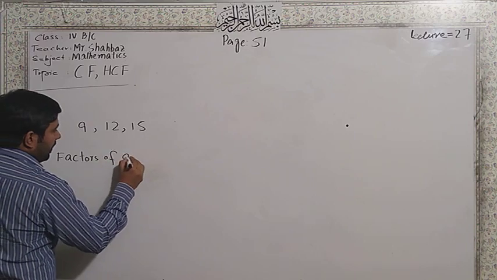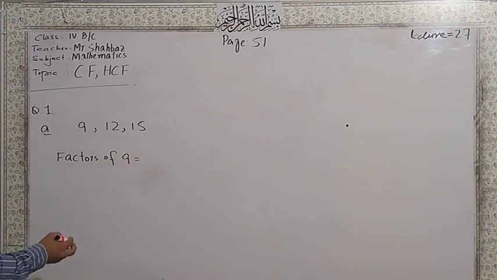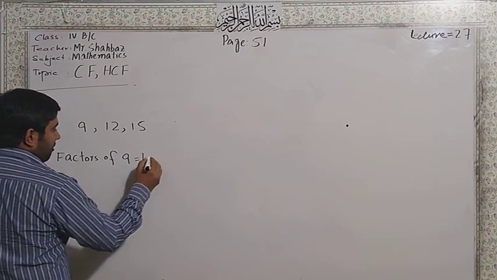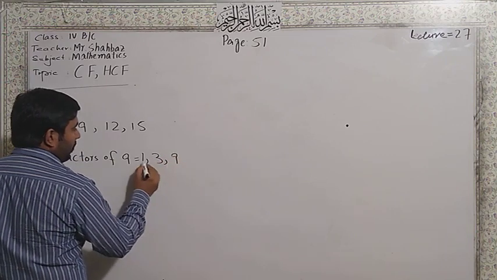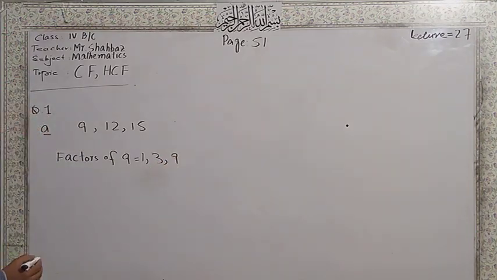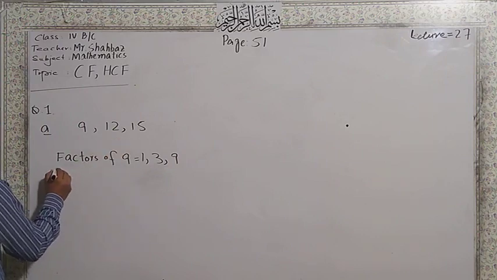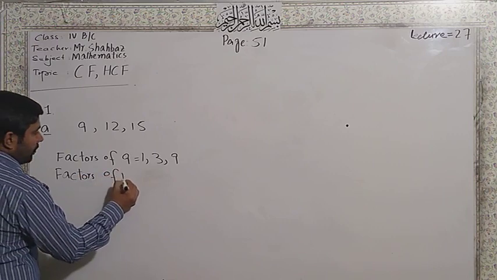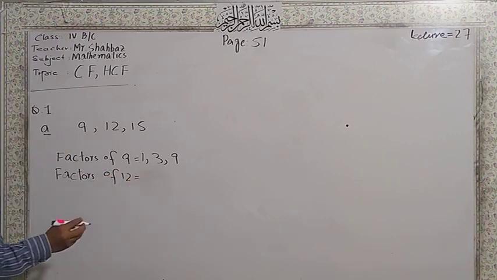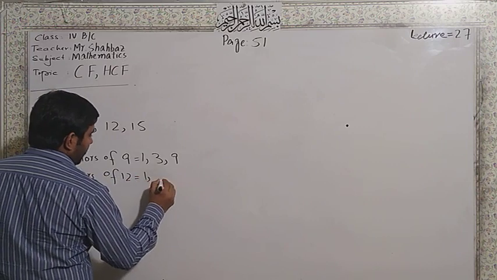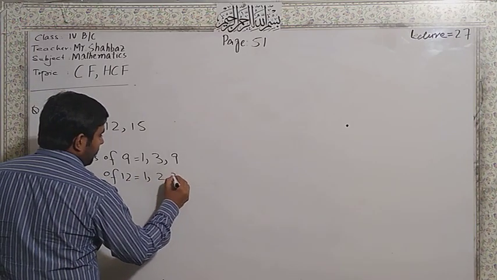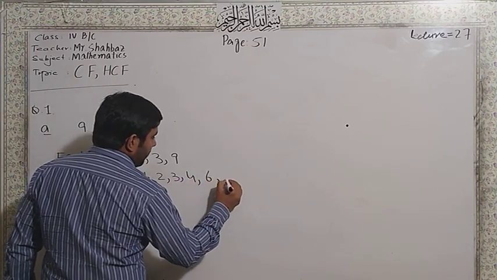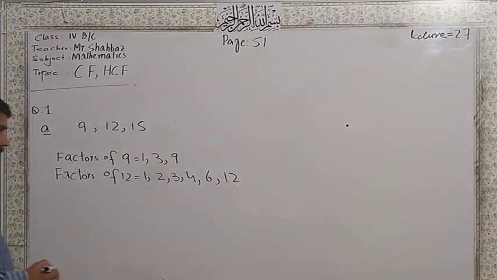Factors of 9 is equal to, so which are the factors which tables go? First of all you write 1 and then 3 and then 9. 1 9 is a 9, 3 3 is a 9. And then you have 12. Factors of 12 is equal to 1 always, then 2 6 are 12, 3 4 are 12, 4 3 are 12, 6 2 are 12, and then 12 1 are 12.